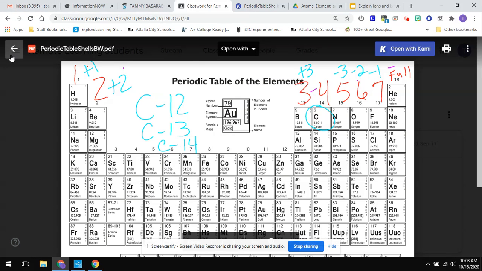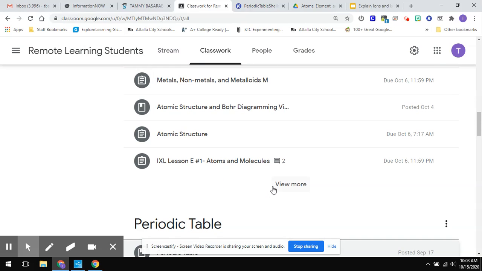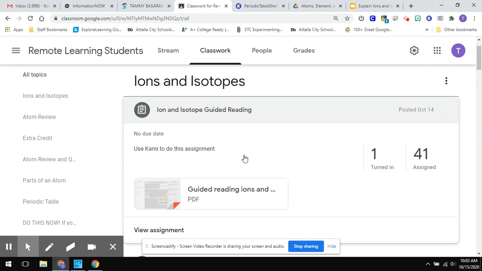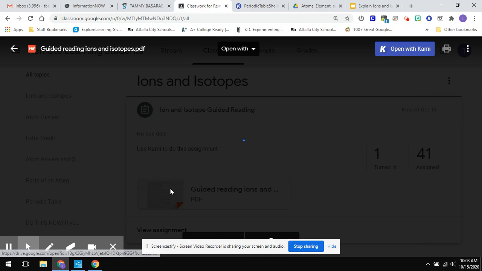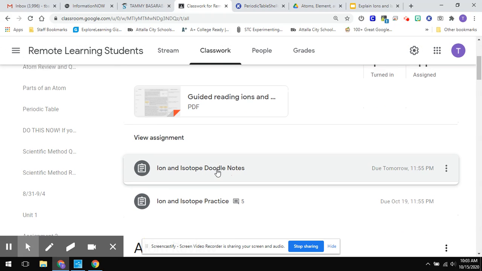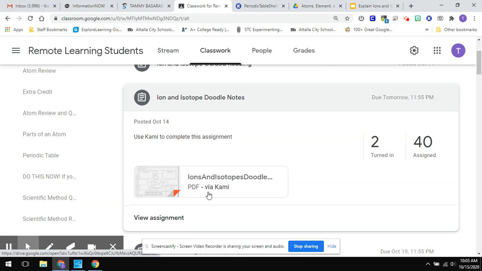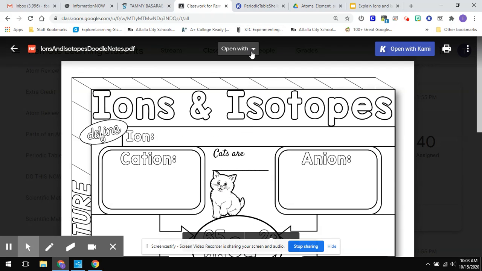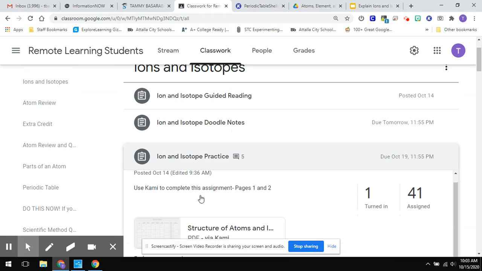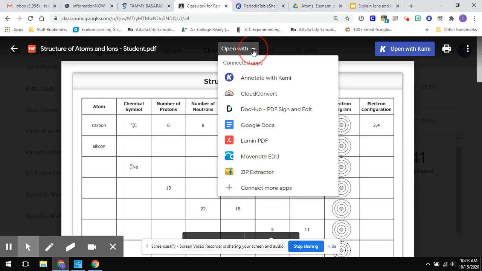So one other thing that I wanted to show you guys real quick is how to open these CAMI assignments so that we don't have any issues with this. So when you go to it and you click on it and you go PDF, you're always going to go open with, annotate with CAMI. And it's going to be like that for all of these assignments. Every one of them I have assigned via CAMI. They're PDF via CAMI. So click that, go open with CAMI. This one down here, click this, go to PDF, open with CAMI. Okay? So that is how to do all of these assignments.